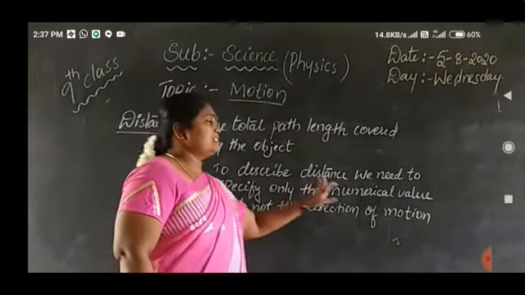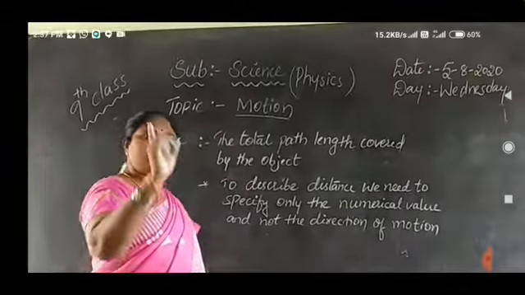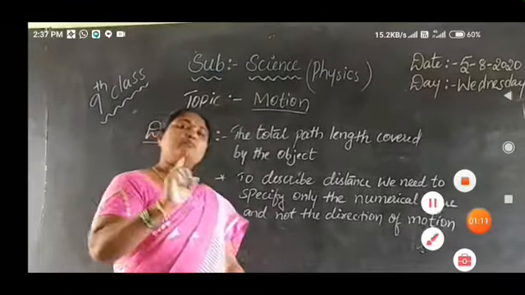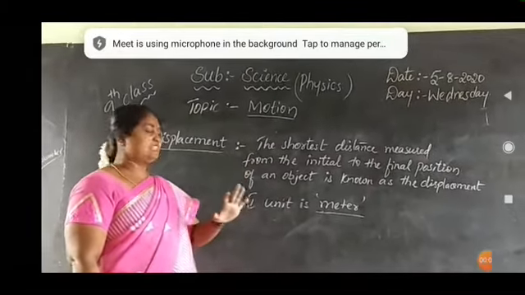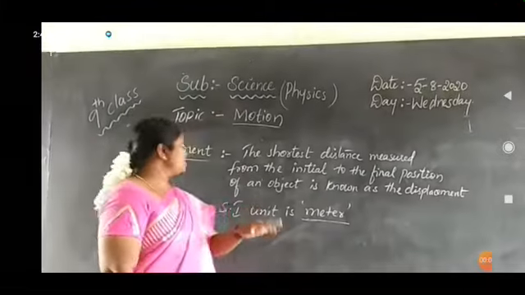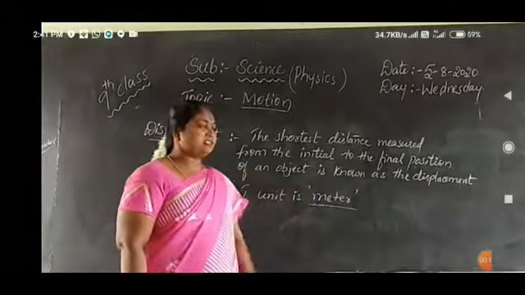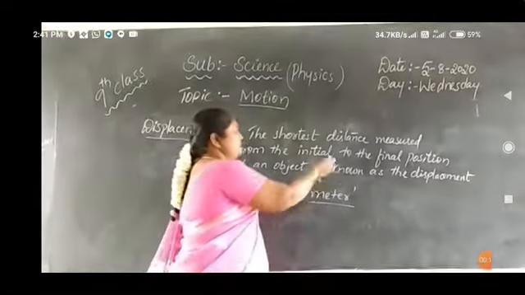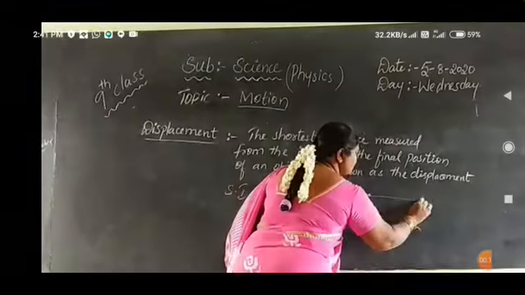So, to describe the distance, we need to specify only the numerical value and not the direction of motion. Now, let me see what is displacement. The shortest distance measured from the initial to the final position of an object is known as the displacement. It means starting point to the ending point.